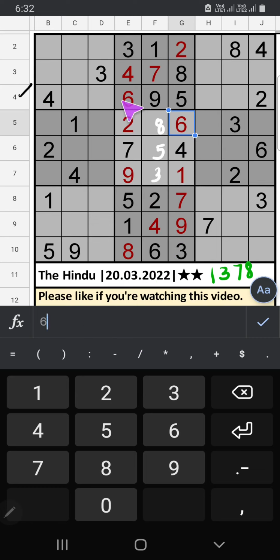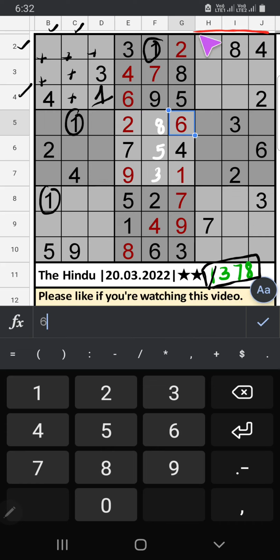Fourth row, 4 numbers are remaining: 1, 3, 7, 8. Column B, column C, and second row we have 1. So 1 can't come in these cells. Then 1 is confirmed here. Then only 3 numbers are remaining: 3, 7, 8.